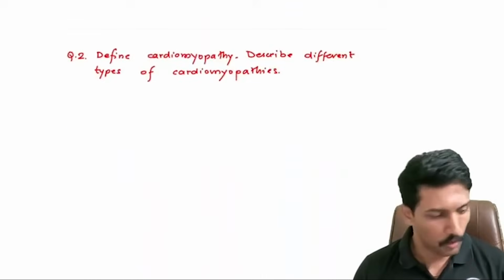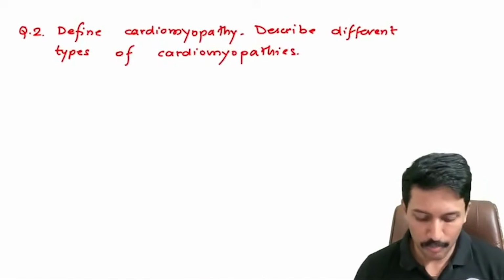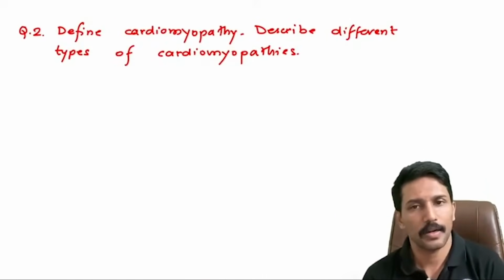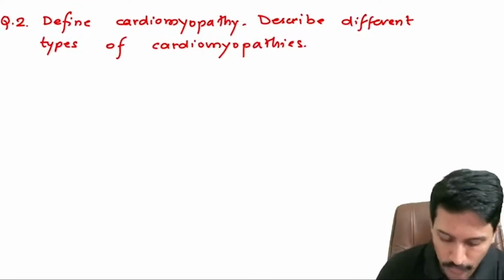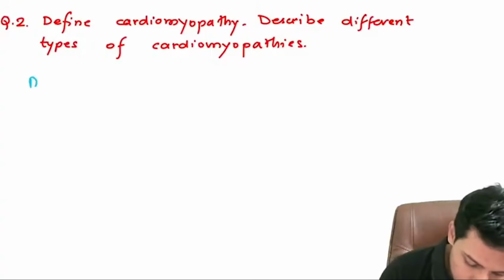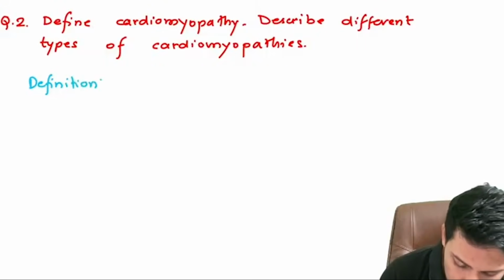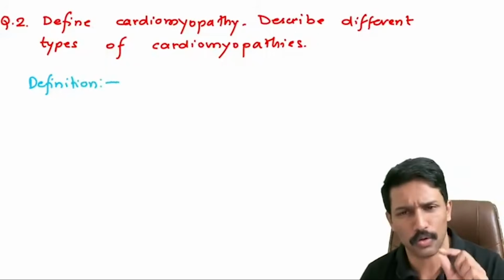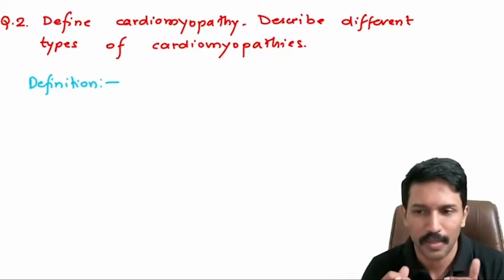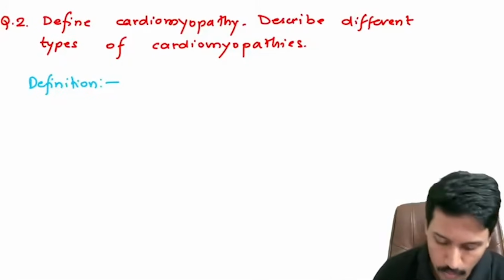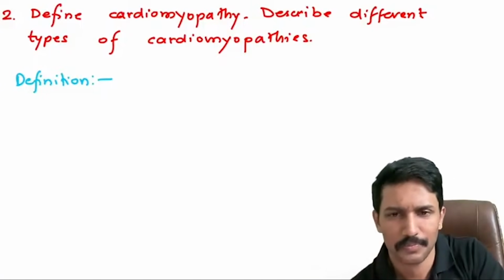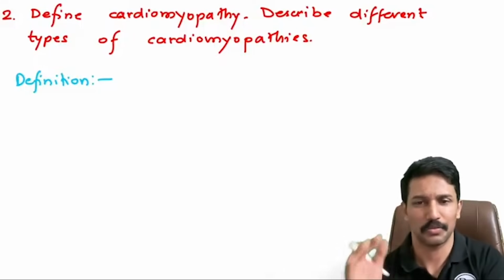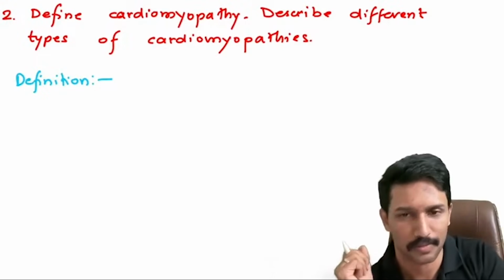Now the next topic that I'm going to discuss is cardiomyopathy. Define cardiomyopathy, describe different types of cardiomyopathies, right? So we'll follow the same template that I followed so far. Here they are directly asking for the definition, so let me begin with the definition. Even if there is no definition, I would like you to write a one or two sentence introduction to make the entry into the answer beautiful. Okay. So what is cardiomyopathy? Myo means muscle, cardio means heart muscle. Pathy means pathology. It's simple, right? So the pathology of the heart's muscle.